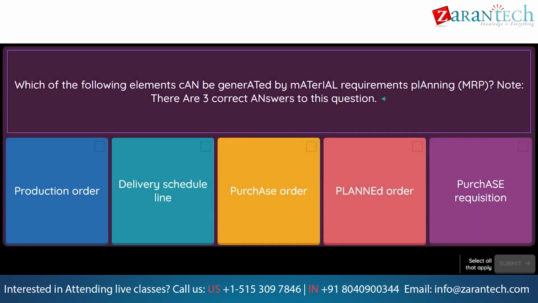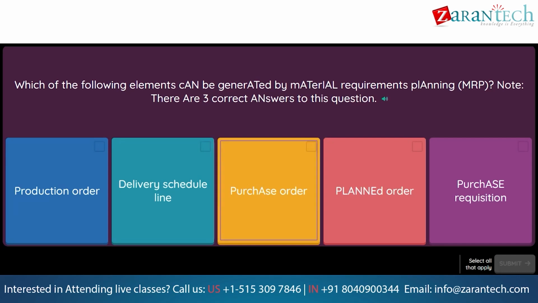Question: Which of the following elements can be generated by material requirements planning, MRP? Note, there are three correct answers to this question. Option 1: Production order. Option 2: Delivery schedule line. Option 3: Purchase order. Option 4: Planned order. Option 5: Purchase requisition.